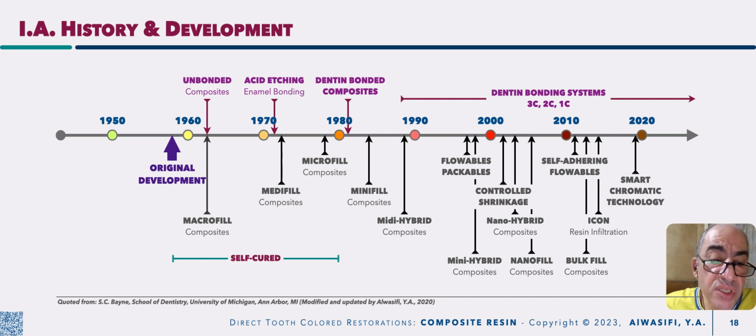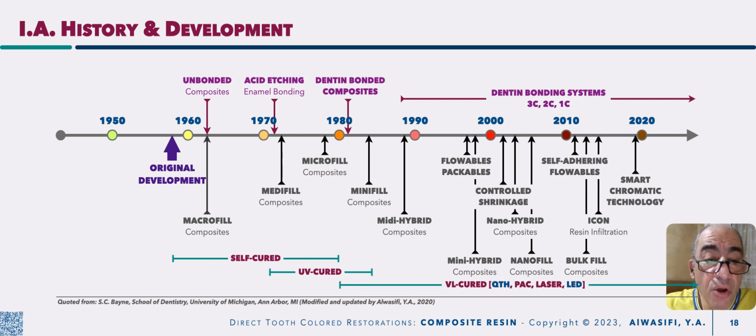Okay, the early composite materials were chemical self-cured composites, then came ultraviolet light cured composites, but now from the mid 80s up till now, we are using visible light cured composite, using quartz tungsten halogen devices or plasma arc or laser or light emitting diodes. Those written in green are the most commonly used or commercially available now.